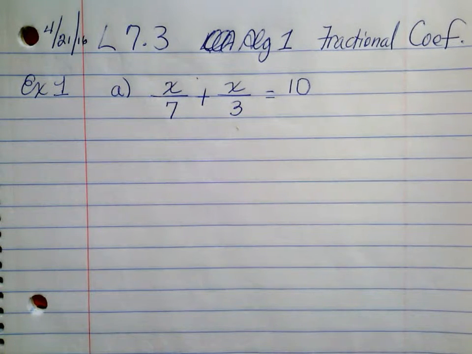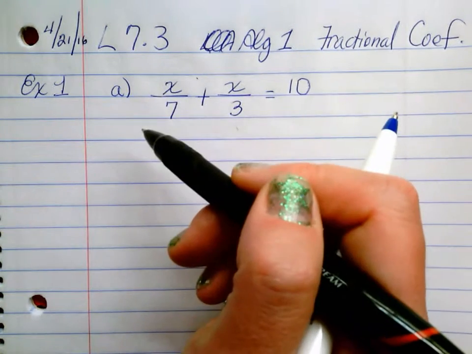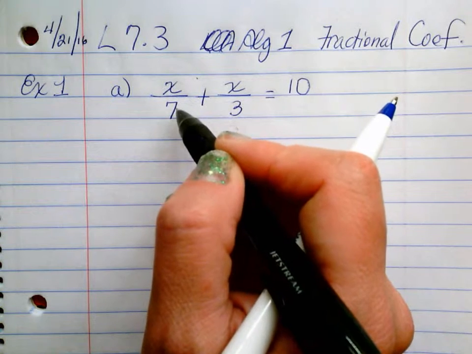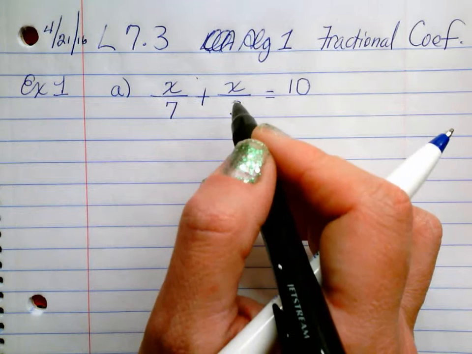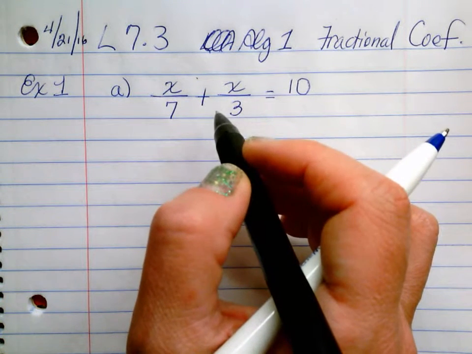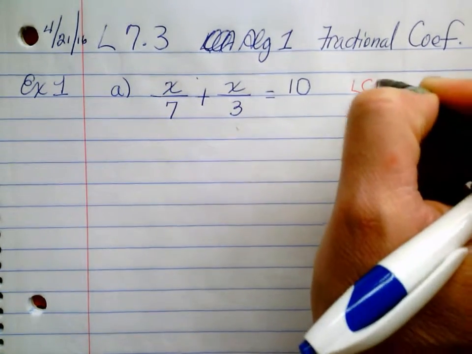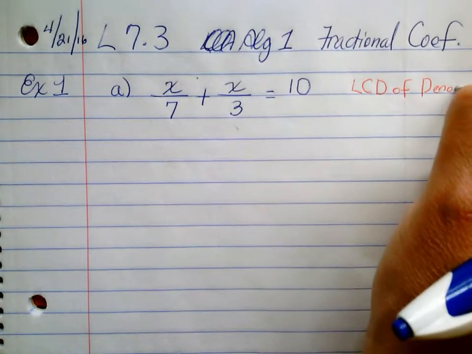Now, if you recall, when you're dealing with fractional coefficients, in other words, the variable is involved in a fraction, this is like saying 1/7 times x. This is like saying 1/3 times x, which is why it is called a fractional coefficient. In any case, the easiest way to solve these is to find the lowest common denominator of the denominators, obviously.